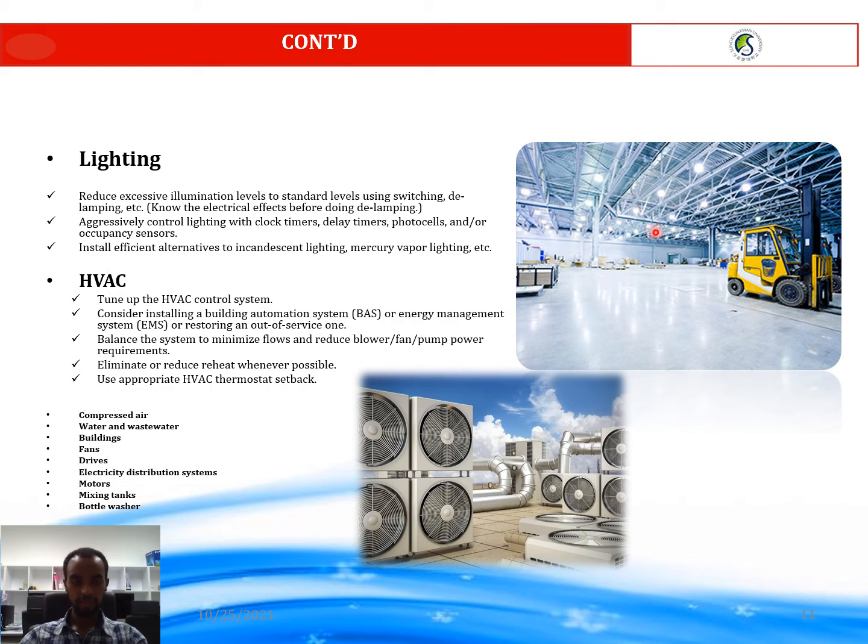When you come to lighting, we need to reduce the illumination levels to standard levels using switching, and we have to aggressively control lighting with clock timers, delay timers, photo cells, and/or occupancy sensors in the industry. Install efficient alternatives to incandescent lights, mercury vapor lights, etc.